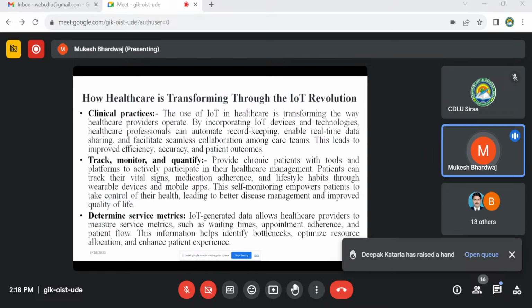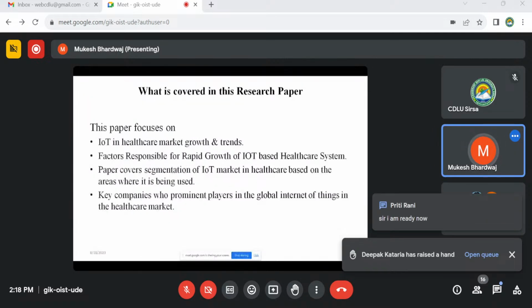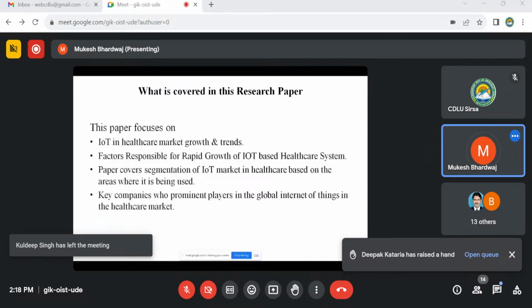Sure, sir. This is how healthcare is transforming from the IoT revolution: clinical practices, tracking, monitoring, and health risk assessment in research studies. What is covered in the research paper, sir? This paper focuses on IoT healthcare market growth and trends, sir. What are the opportunities in IoT? With the help of IoT, how we can improve our medical science and medical facilities. Another one is factors responsible for rapid growth of IoT-based healthcare systems. This is another advantage, because this is the aim of my research paper.